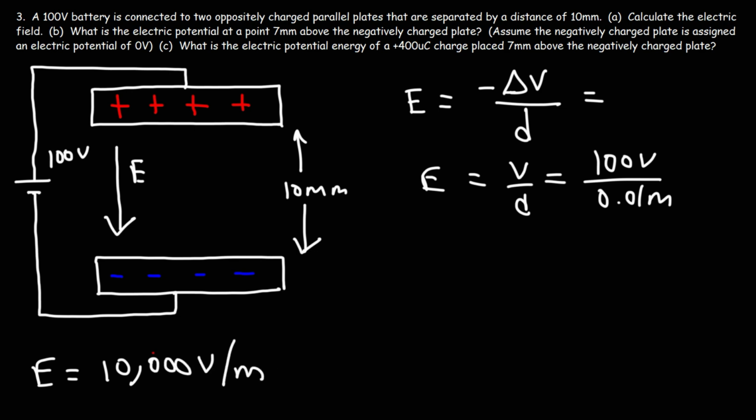volts per meter. The electric field tells us how the electric potential changes over distance. So for every 1 meter that you move, the electric potential changes by 10,000 volts.